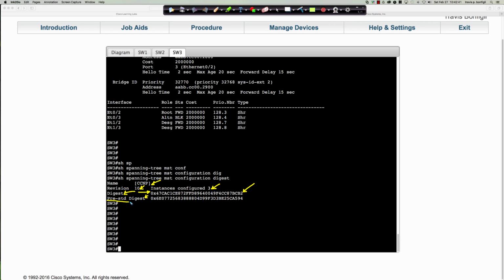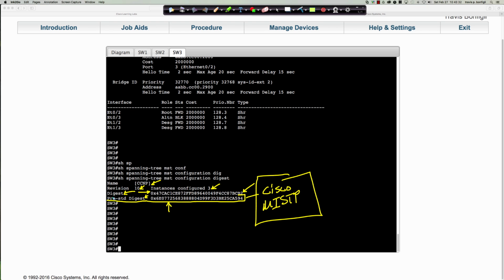Now, the pre-standard digest. Why, and what is the pre-standard digest? Remember, we said that Cisco was working on a version of multiple spanning tree prior to the standardization, and it was MISTP, Multiple Instance Spanning Tree Protocol. This is what they were working on internally. That digest is for any older legacy switches that are running the Cisco pre-standard version of multiple spanning tree, which I guess you could consider proprietary, but again, pre-standard.